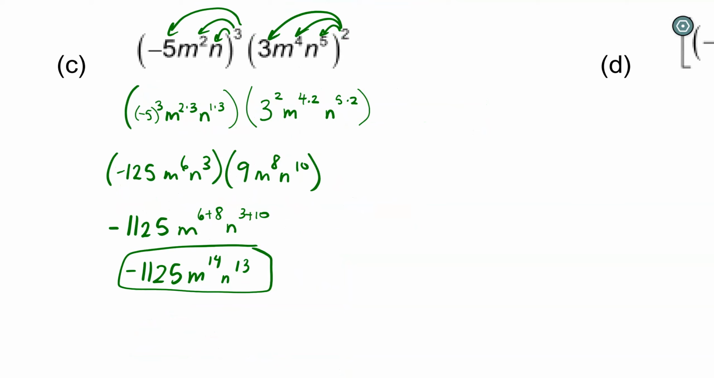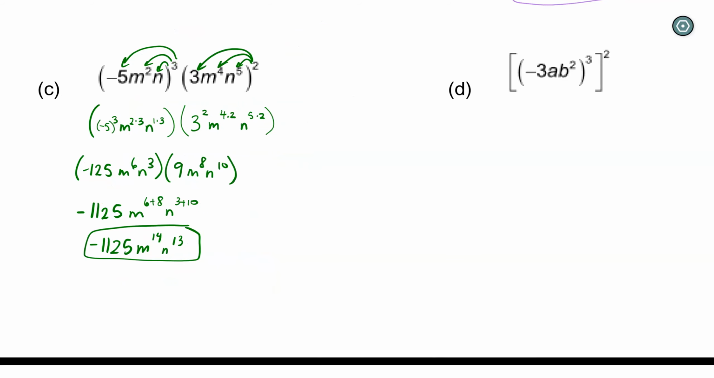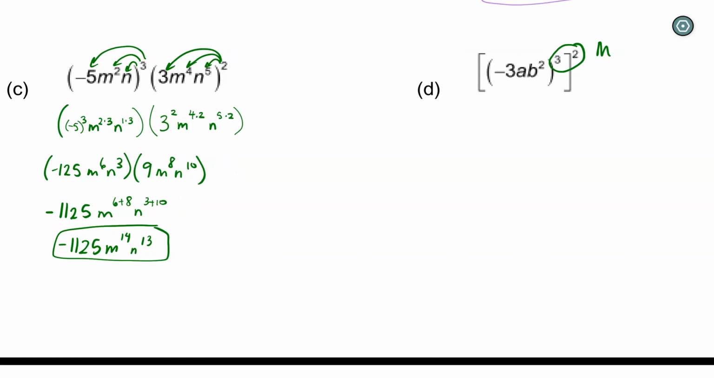So, wait a little longer. The next one's a little tricky, because you have an exponent to an exponent to an exponent. Oh my gosh. So, what I could do is multiply the power to a power. So 3 times 2.